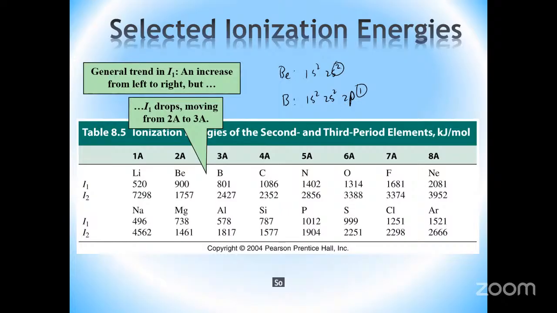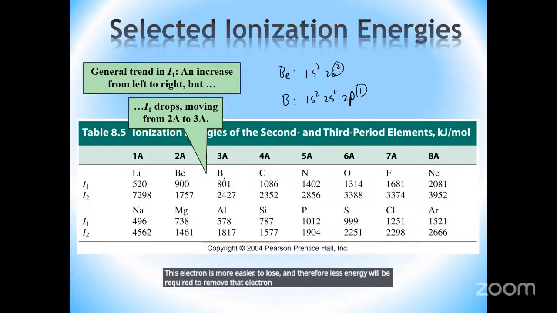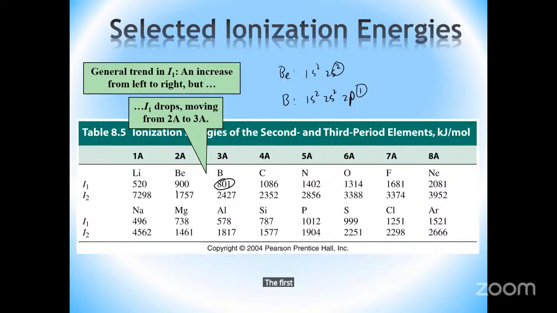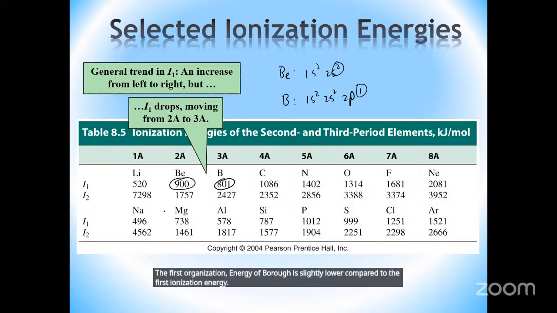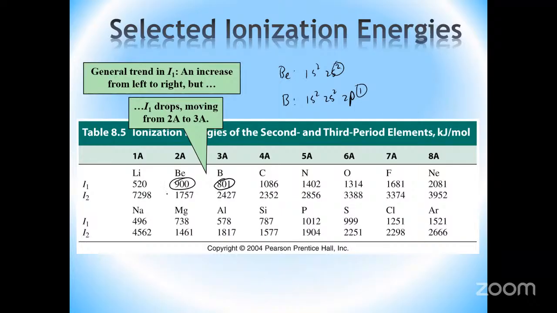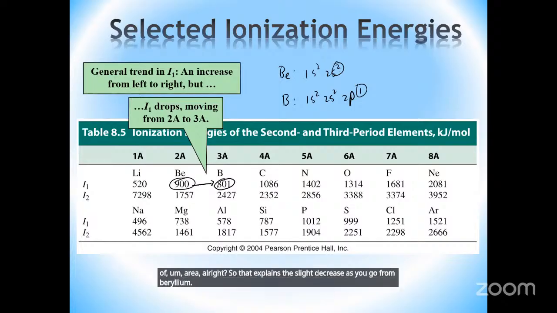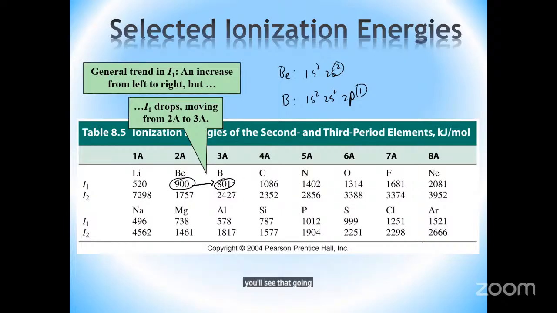So therefore, because the 2p electron here is of a higher energy compared to the electron in the 2s sublevel, this electron is easier to lose, and therefore less energy will be required to remove that electron. So for that reason, the first ionization energy of boron is slightly lower compared to the first ionization energy of beryllium, all right? So that explains the slight decrease as you go from beryllium to boron. And then if you continue to look at the other elements going from one atom to the next, you'll see that going from boron to carbon, there's an increase in the first ionization energy, no surprise there.